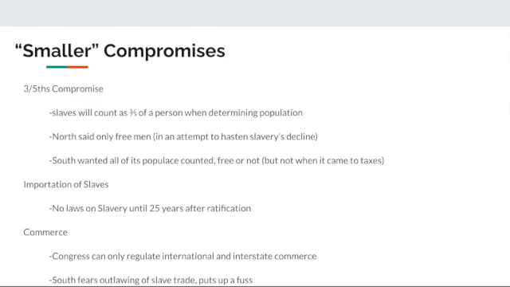South fears the outlawing of the slave trade. They put up a fuss, but as we saw above, you get to the non-importation of slave stuff later on, and eventually the South shuts up because they need to be able to sell their stuff, right? They create raw materials. They don't produce anything on their own that's manufactured, so they need to be able to buy stuff from the North and from other countries. So they eventually play ball and agree to the Commerce Clause.